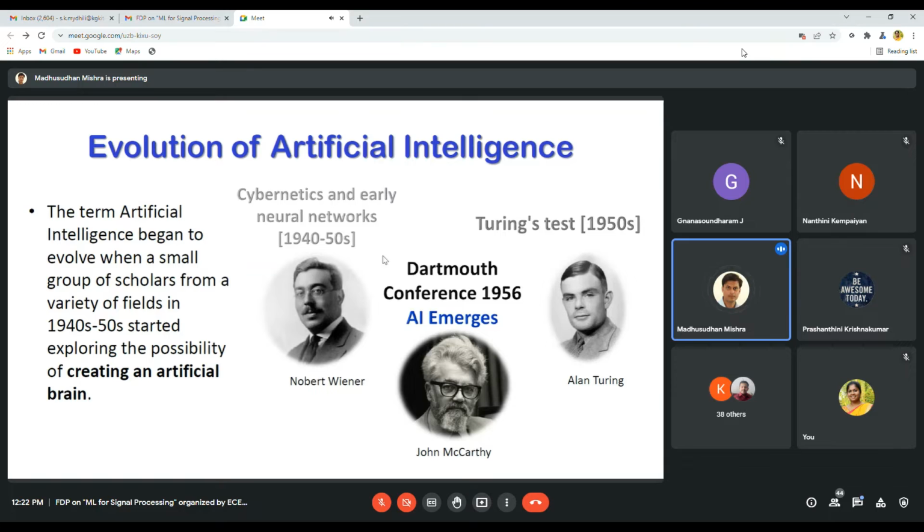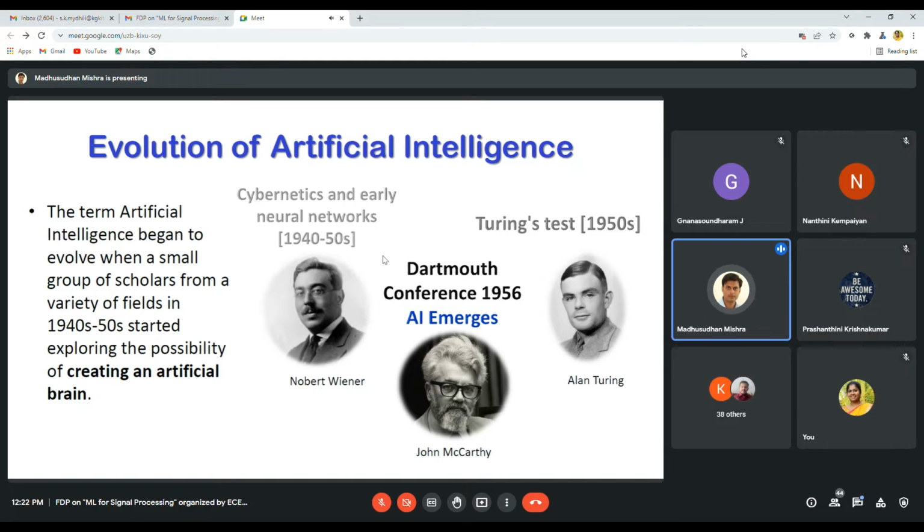And when we see the evolution of artificial intelligence, we previously saw that from 1946, this artificial intelligence has gone to machine learning followed by deep learning. But let us see what was the evolution of artificial intelligence.